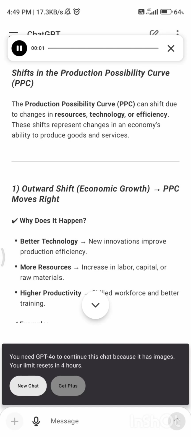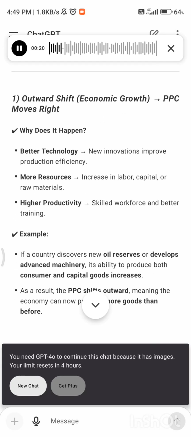Shifts in the production possibility curve, PPC. The production possibility curve can shift due to changes in resources, technology, or efficiency. These shifts represent changes in an economy's ability to produce goods and services. 1. Outward shift, economic growth. PPC moves right. Why does it happen?